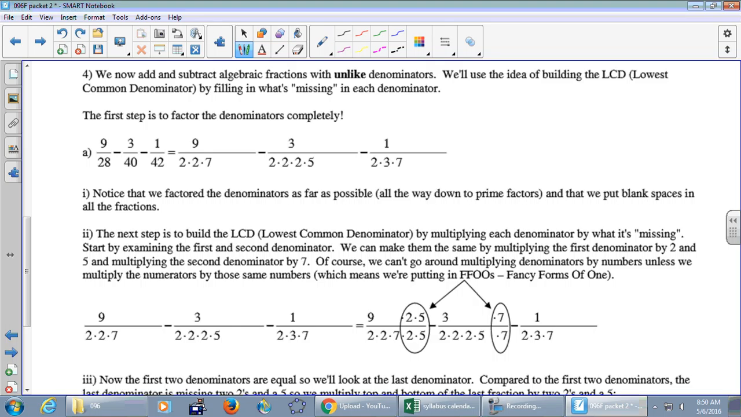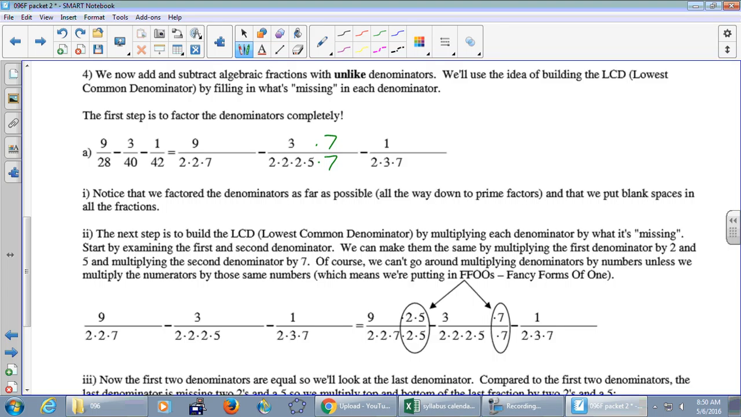Yes. The second denominator does not have a 7, but the first one has a 7. So what we're going to do is multiply the bottom right here by 7. But you can't go around willy-nilly multiplying the bottom of a fraction by 7 without immediately doing what? Multiplying the top by 7. So times 7 right up there.